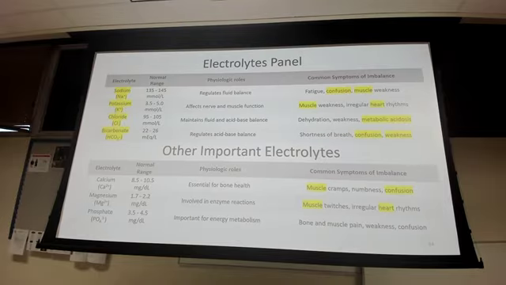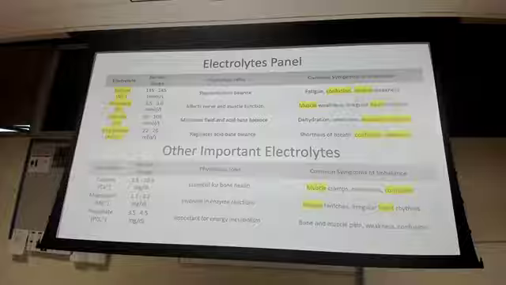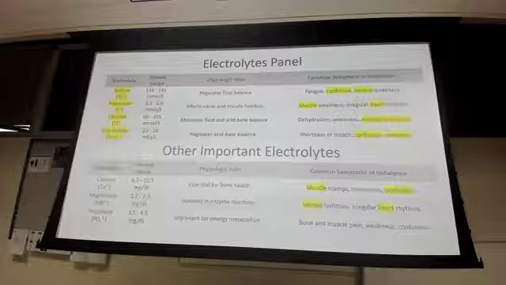And then the electrolyte panel is just a condensed version. It takes some stuff from the BMP and CMP and adds bicarbonate. So electrolytes are sodium, potassium, chloride, and bicarbonate, right? And then some other important electrolytes include calcium, magnesium, and phosphate. All right, so anytime you have patients that have some type of muscle weakness, brain fog, or confusion, you want to look to the electrolyte panel.